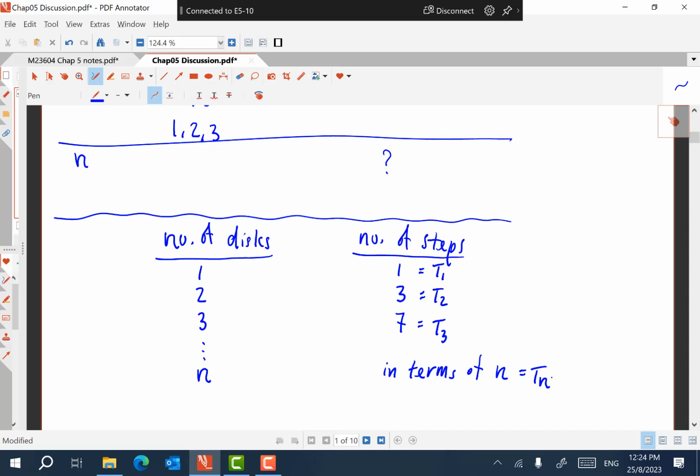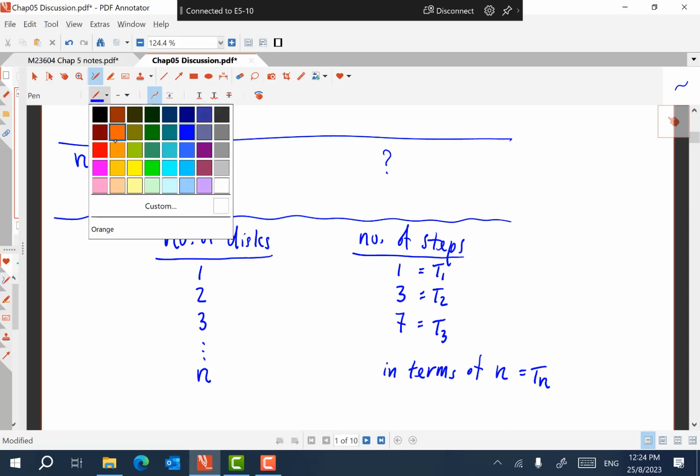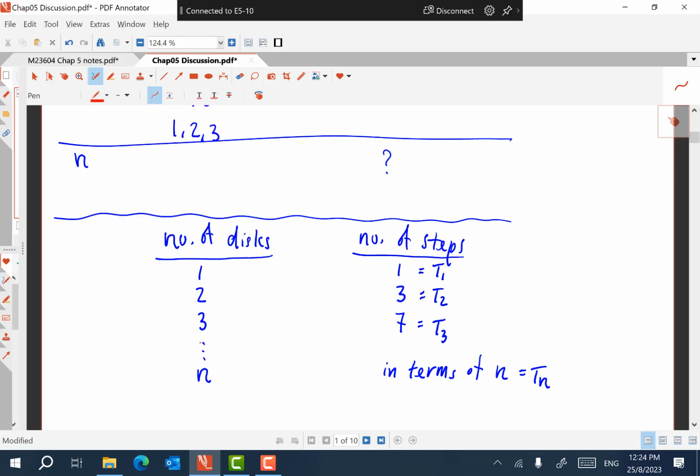Has anyone done the case when n is 4? Yeah, it should be 15. You tried it, it's 15. So when it's 4, the people here say it's 15, and I think you are right.